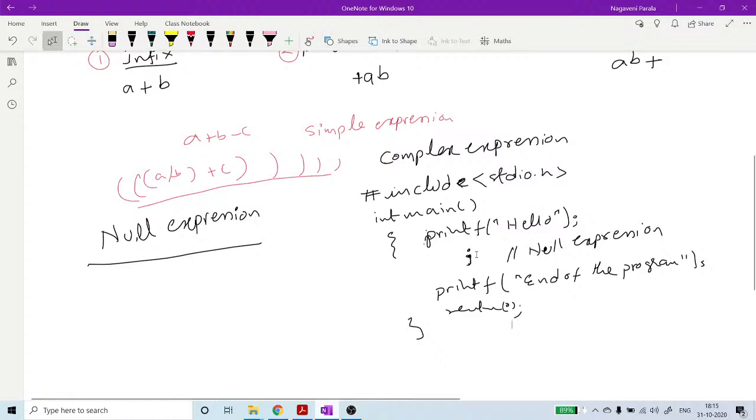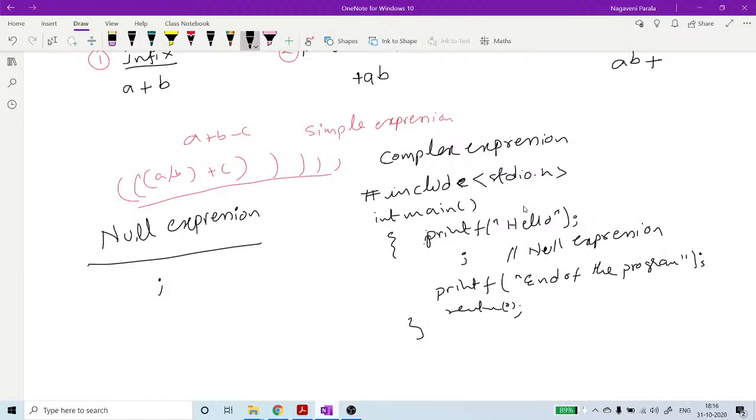You can happily write a null expression, that is a semicolon. I'll write it for you again. Just simply a semicolon, that's it. This is a null expression. Ma'am, will it give any error? It won't. And will it print anything? Nothing will be printed, because nothing is there. Null means nothing, right? So a null expression is only a simple semicolon in a line.